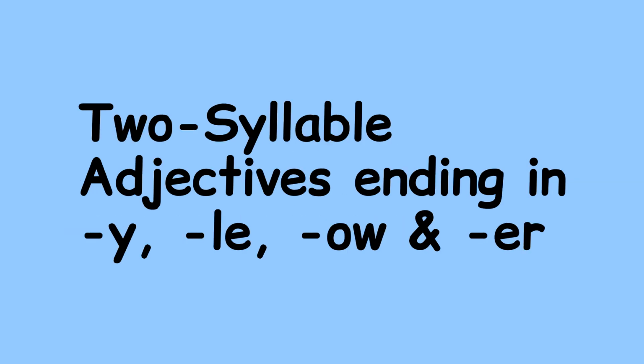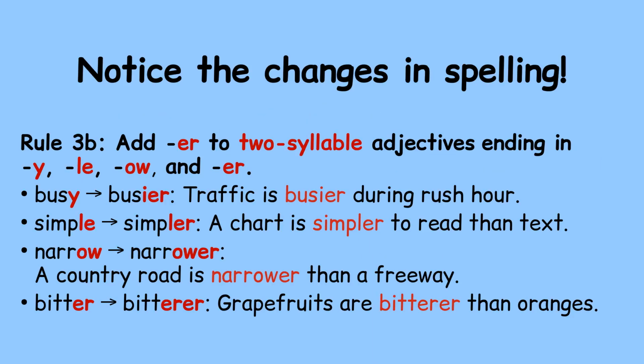Two-syllable adjectives ending in y, le, ow, and er. Notice the changes in spelling. If the adjective ends in y, change the y to an i and add er. If the adjective ends in le, simply add r. If the adjective ends in ow or er, simply add er.